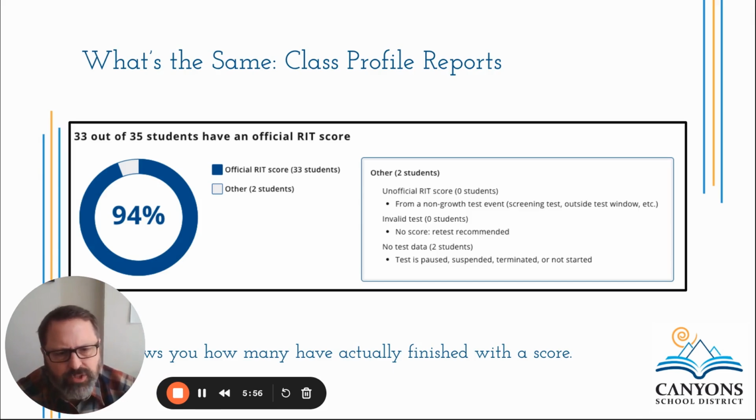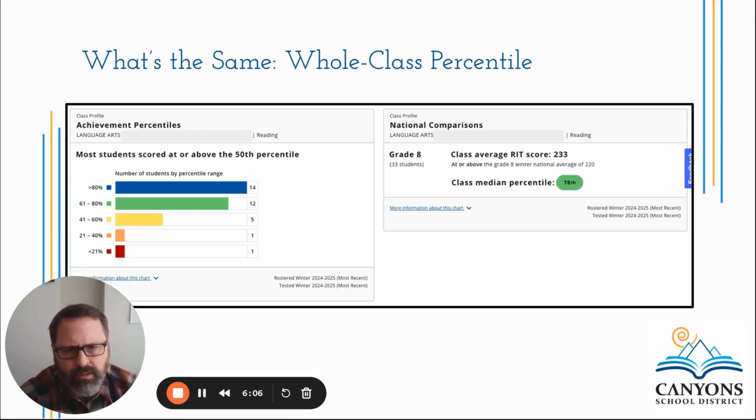There's this page that basically just shows you how many of your students completed the test. So in this instance, 33 out of 35 students in this class have a RIT score. We get the whole class percentile here. So I can look, most students scored at or above the 50th in this language arts 8th grade class. What's the class average RIT score? What's the median percentile? So on and so forth.